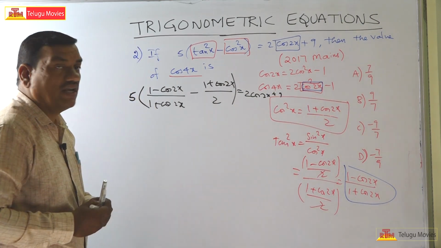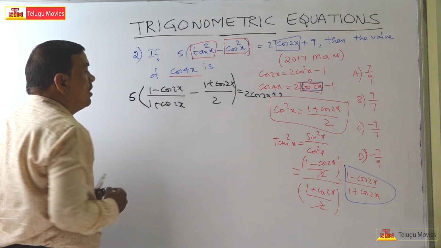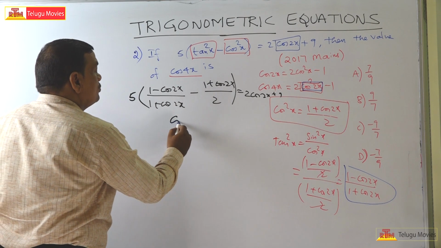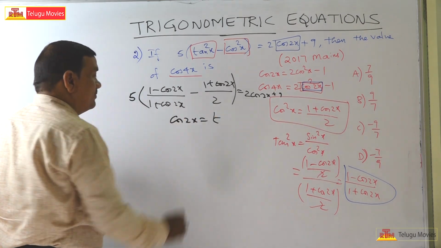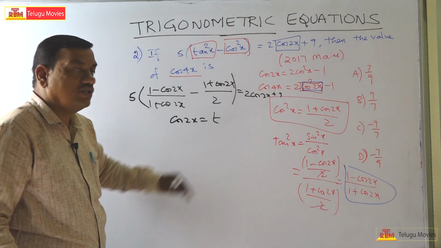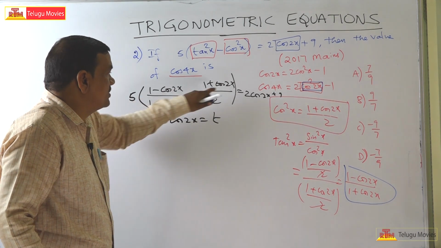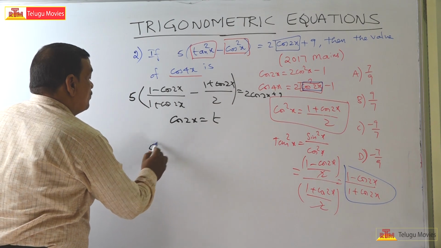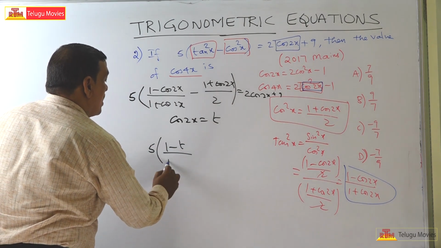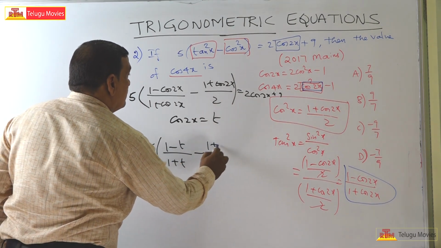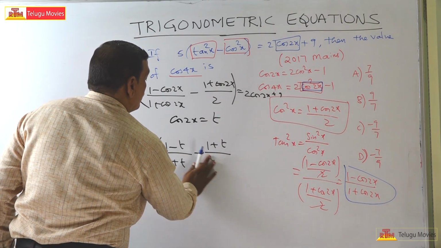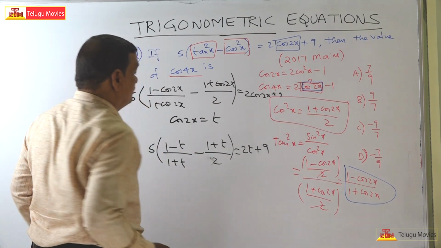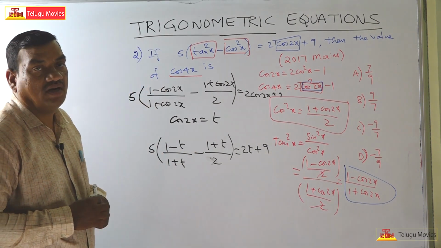For our convenience, let us take cos 2x is equal to t. Wherever cos 2x is there, substitute t. So this becomes 5 times (1 minus t) upon (1 plus t) upon 2 is equal to 2t plus 9. Understand this?